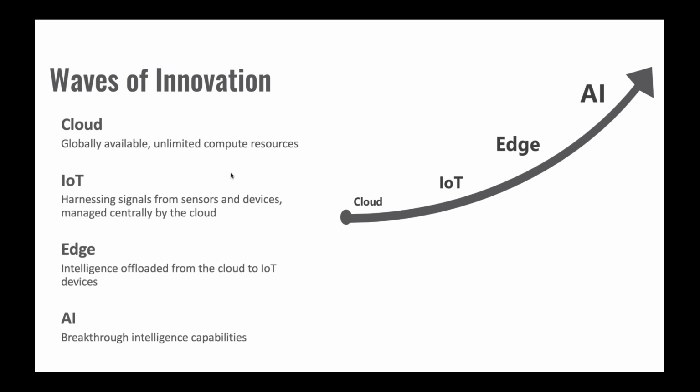But as I mentioned, cloud is going through a huge transformation, and we have seen multiple waves of innovation. Initially, cloud was all about compute, storage, and network resources, a globally available, highly centralized set of resources. Because cloud made compute and storage extremely cheap and affordable, a lot of industrial customers and enterprises started connecting devices to the cloud.